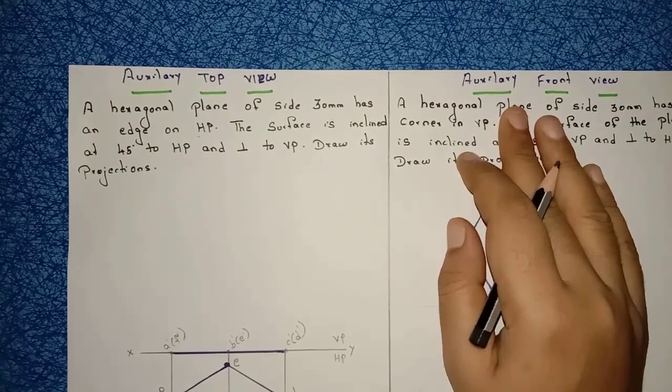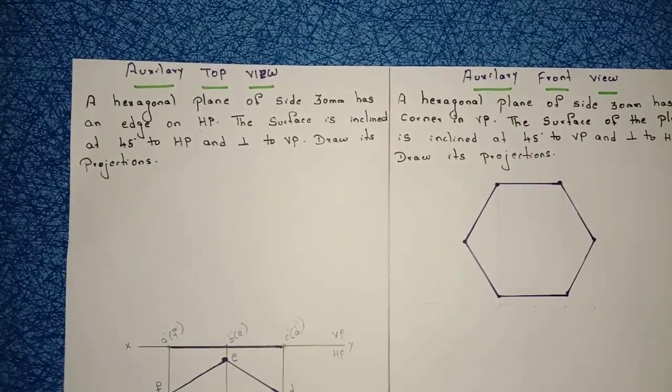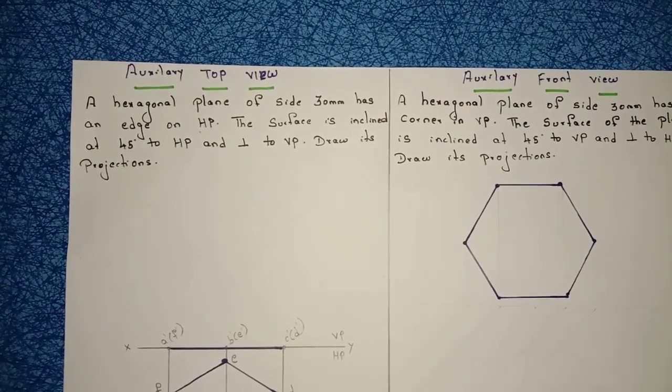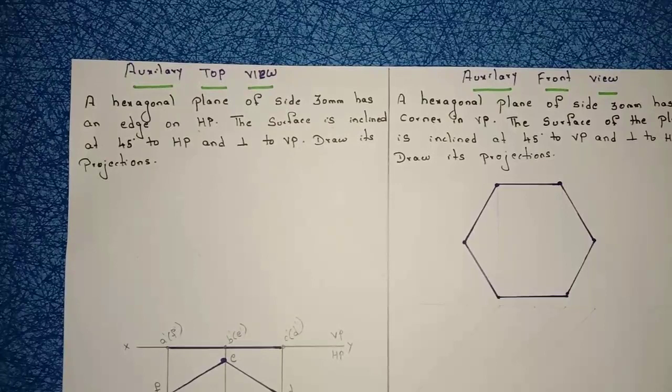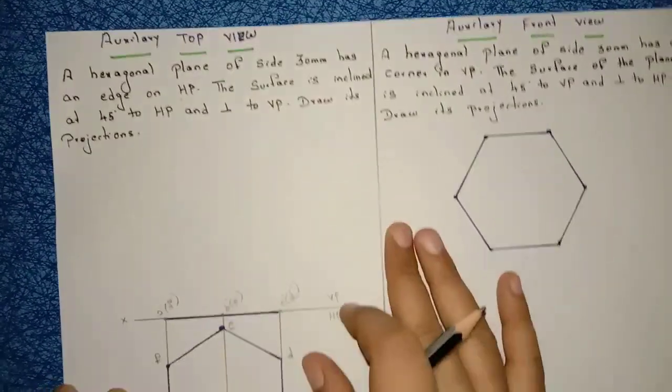in auxiliary views, we are going to construct another reference line. Right? Actually, in all the previous problems, we had only one reference line, but coming to auxiliary views, we are going to construct another reference line. Right? So let us see how the problems will be.